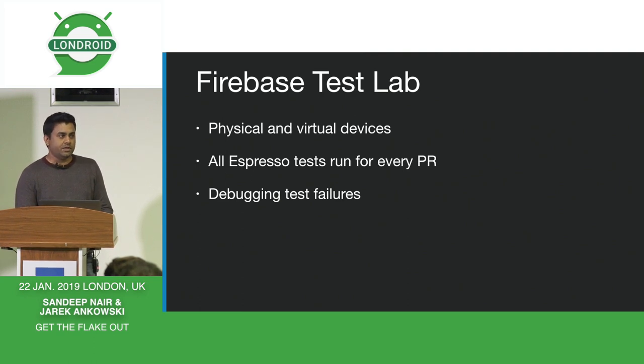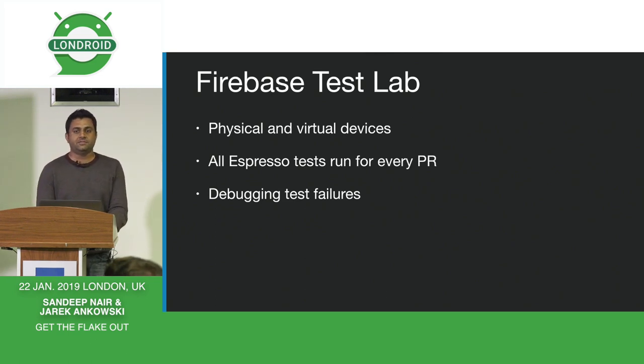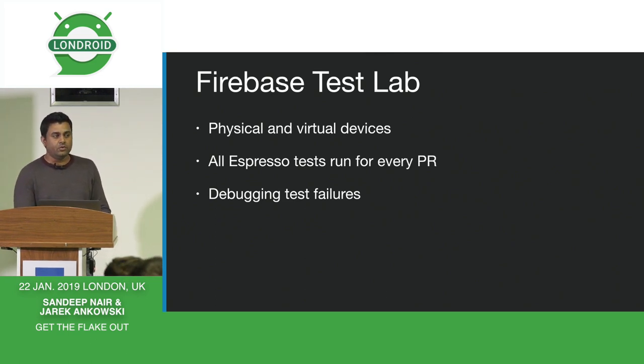And also, if there's a failure, you can run any individual tests in your test suite. So you don't have to run all your 2,000 tests again, but just run the single one with Google Cloud SDK. So if you install Google Cloud SDK on your development machine, you can just upload the whole APK, but just run the single test which is failing. It's quite useful as well.